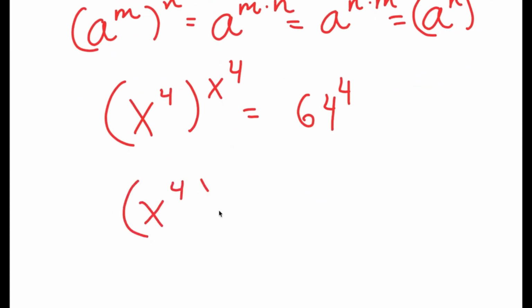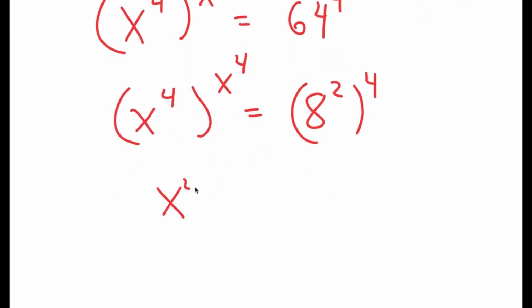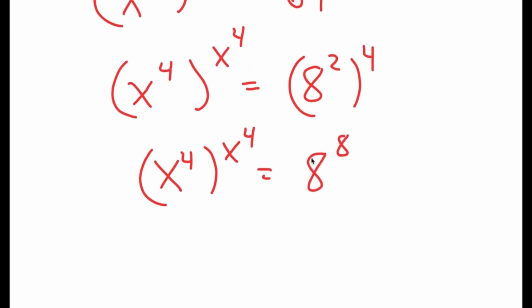Now 64 to the power of 4 I can rewrite as 8 squared to the power of 4, which turns into 8 to the power of 8.